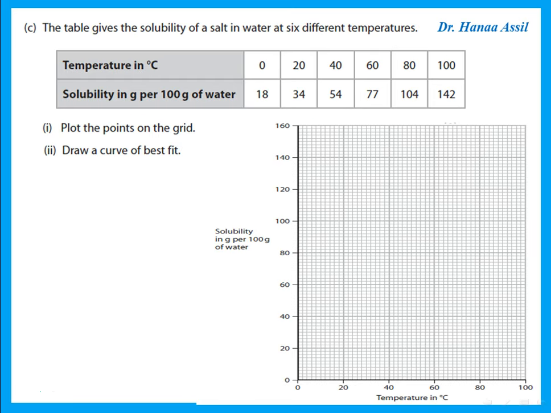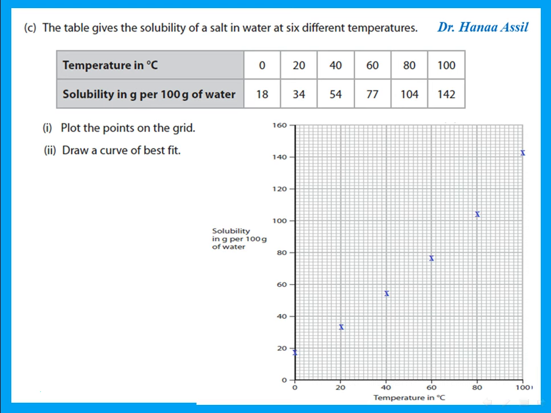The table gives the solubility of a salt in water at 6 different temperatures. Plot the points on the grid and draw a curve of best fit. You should know how to plot. Please practice plotting. The examiner follows each point to make sure that your points are correct.